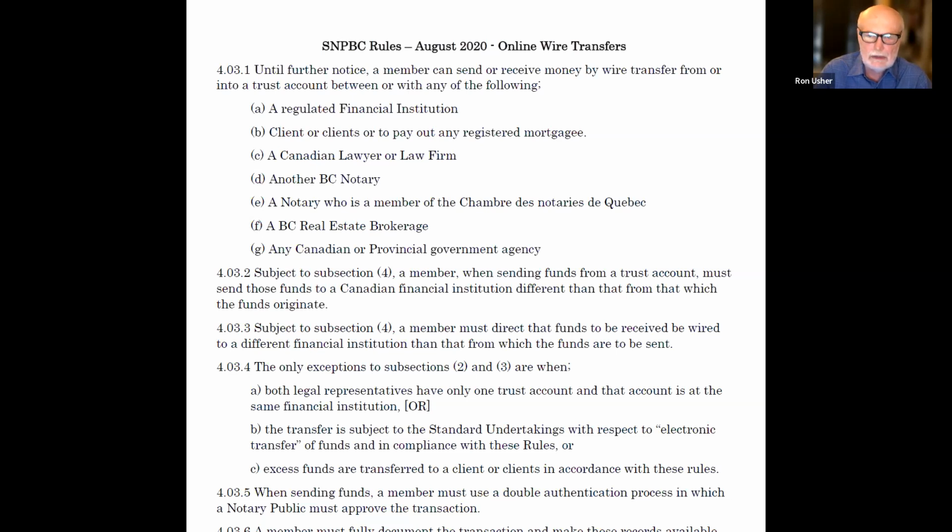Clearly, your client, you can do these transfers from clients, other lawyers. Note it says a Canadian lawyer, not an American lawyer. And another BC notary, not a notary in Saskatchewan, who's not a regulated person. Obviously, Quebec notaries, which are regulated like you are. BC real estate firms, brokerages, and of course, government agencies. So that's the complete list.